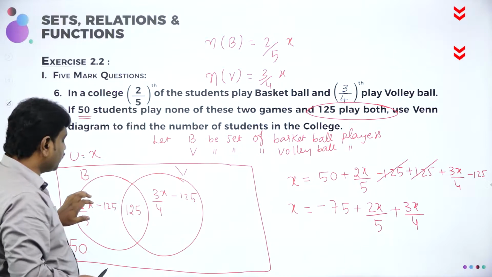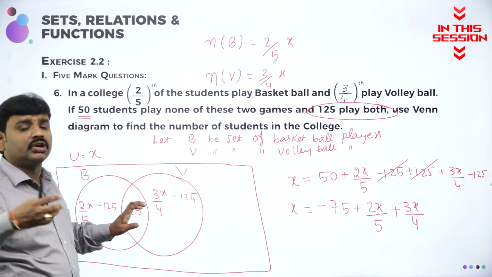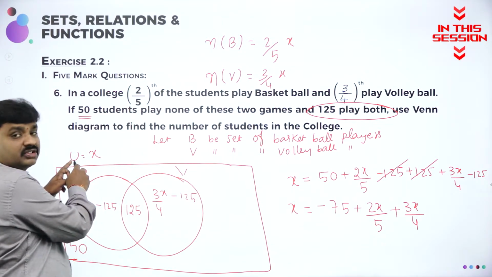And 2/5 play basketball. 2/5 of total. Total strength we don't know. Total strength is the universal set. Call it X.